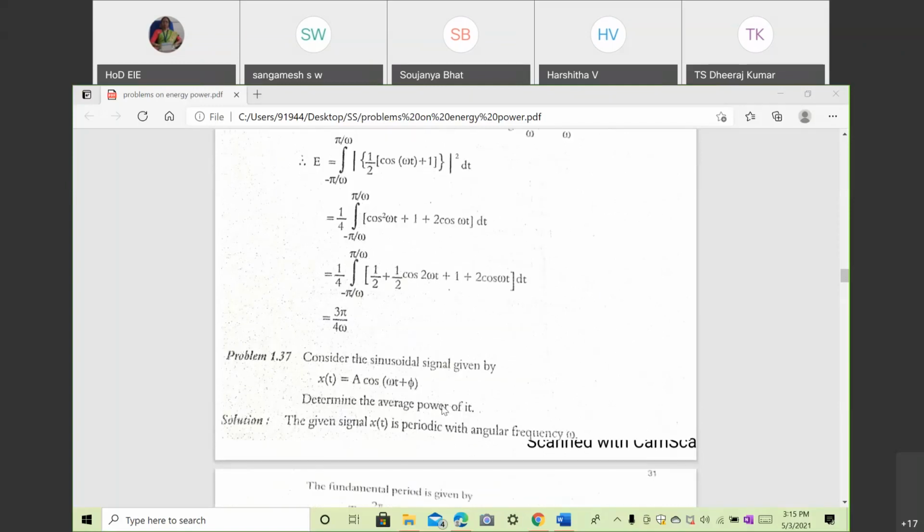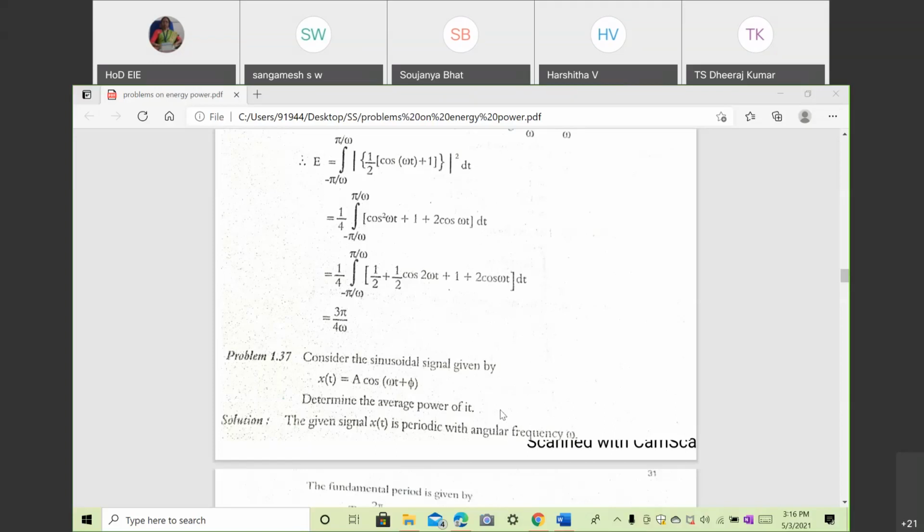Okay, next, see this another equation. Consider the sinusoidal signal given by x of t equal to A cos of omega t plus psi. Determine the average power of it. Sometimes they give a waveform and ask us to calculate, but in this problem they have given the equation for x of t, A cos of omega t plus psi, and told us to determine the average power.